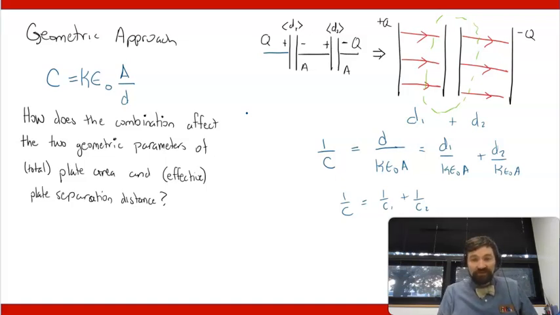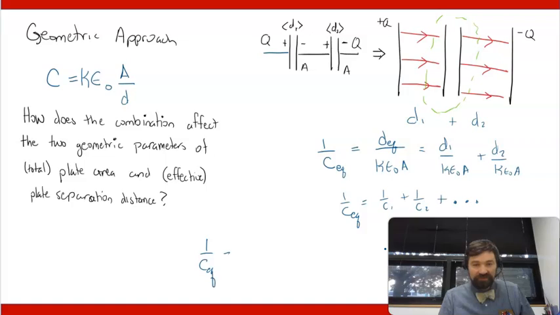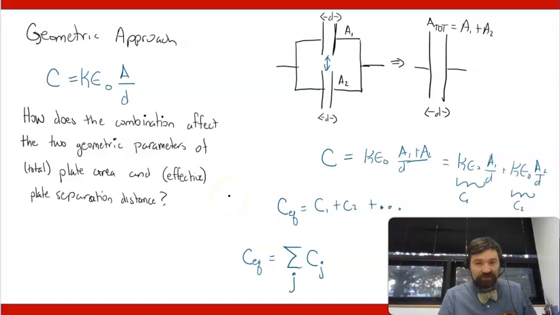And so my equivalent capacitance, this is sort of like my equivalent distance. My equivalent capacitance reciprocal is the sum of the reciprocals of the individual capacitances. And I can add more terms as needed. So 1 over C equivalent is the sum of 1 over Cj, summing over j. And this is my series combination. The other one that I did before was my parallel combination.